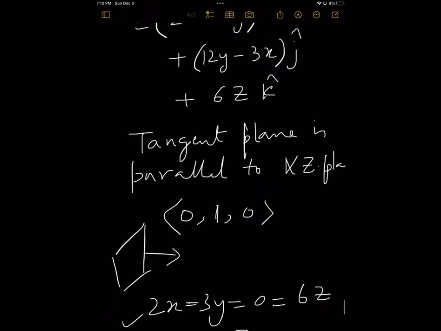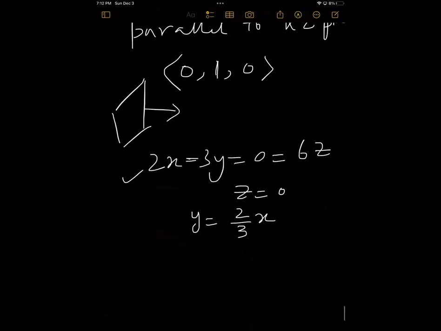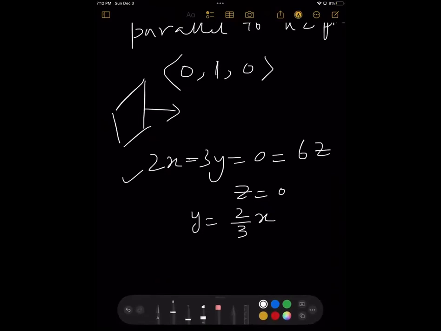Thank you. So now we have z equal to 0, y equal to 2 by 3 x. Let's put these values in our equation. So we have x squared plus 6 multiplied by (2 by 3 x) squared plus 0, since 3z squared is 0.